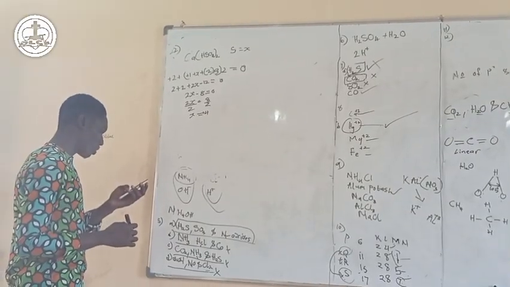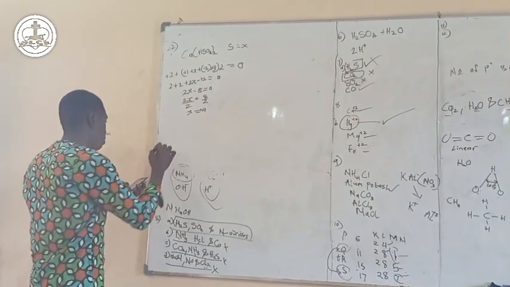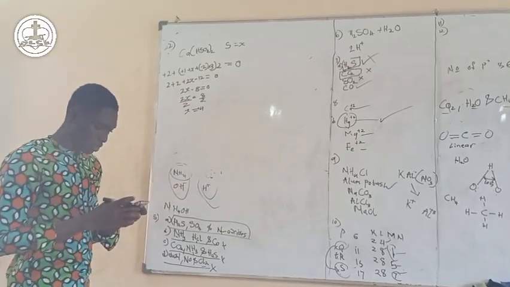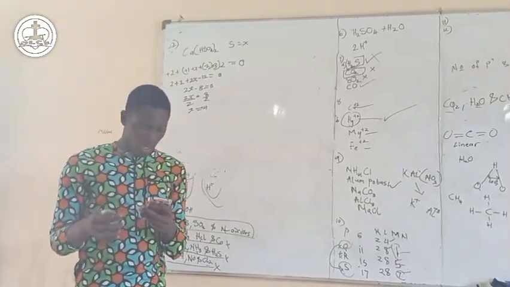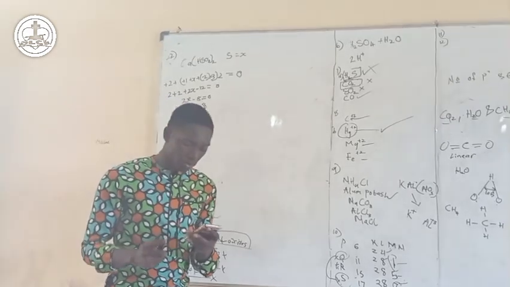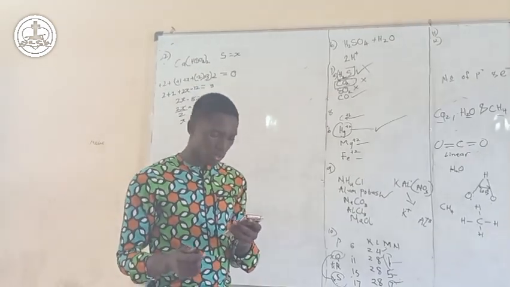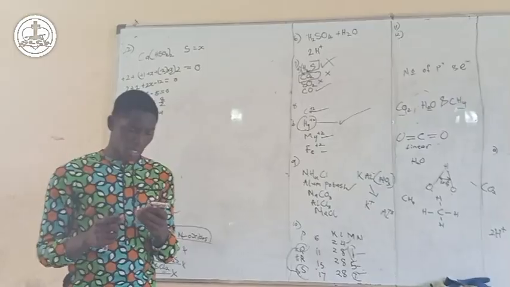Now moving on to the next question, question number 24. Question number 24 says the mixture of iron and sulfur can be separated by dissolving the mixture in.